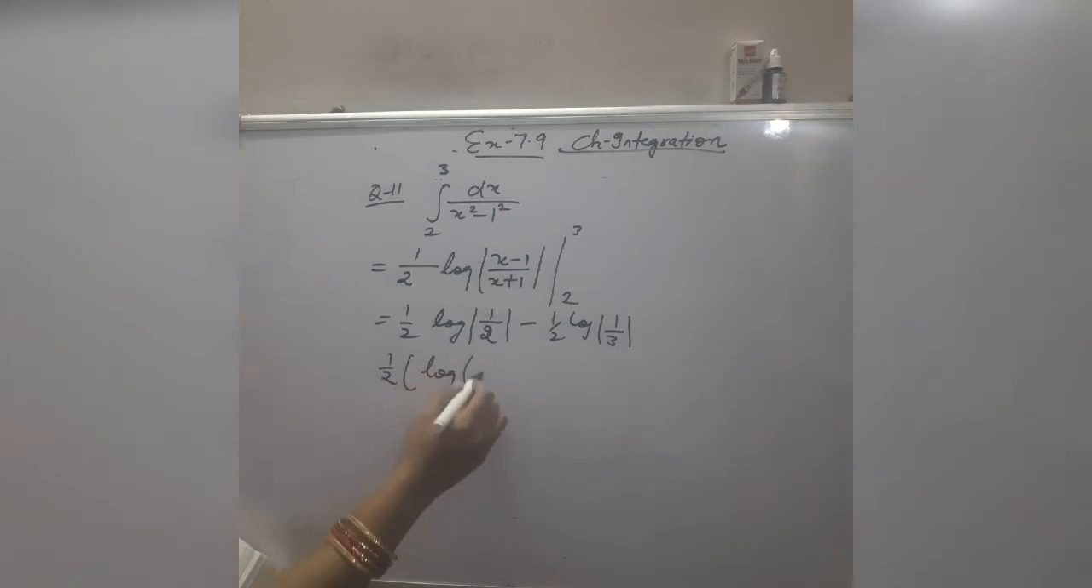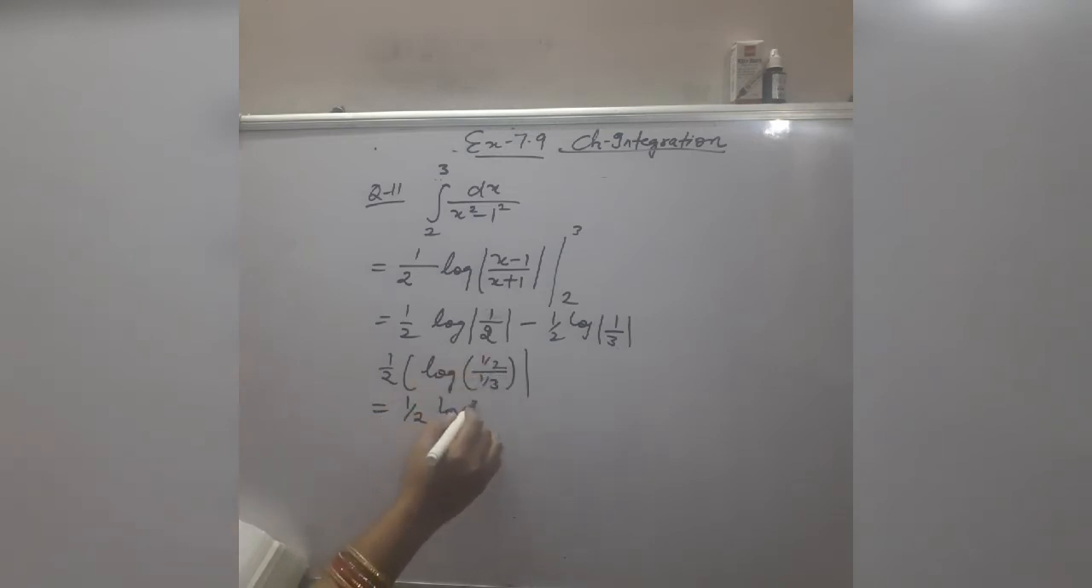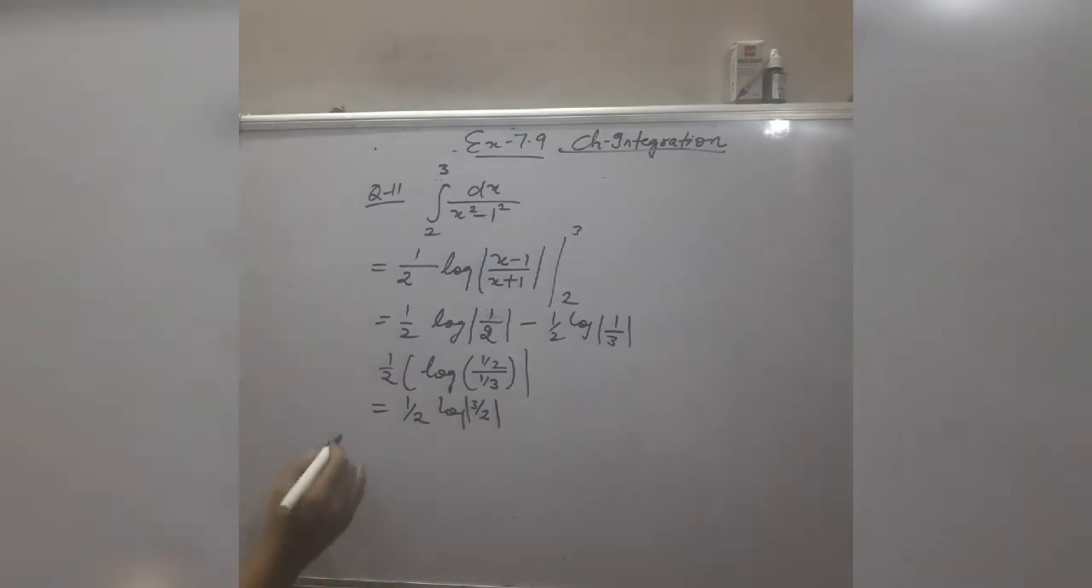And log m minus log n can be written as log m by n, and this log of 1 by 2 divided by 1 by 3 can be written as log 3 by 2. So the answer is half log 3 by 2. This is question number 11.